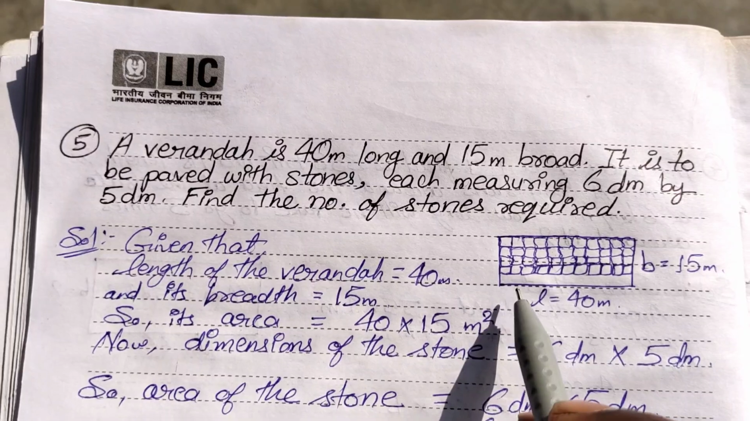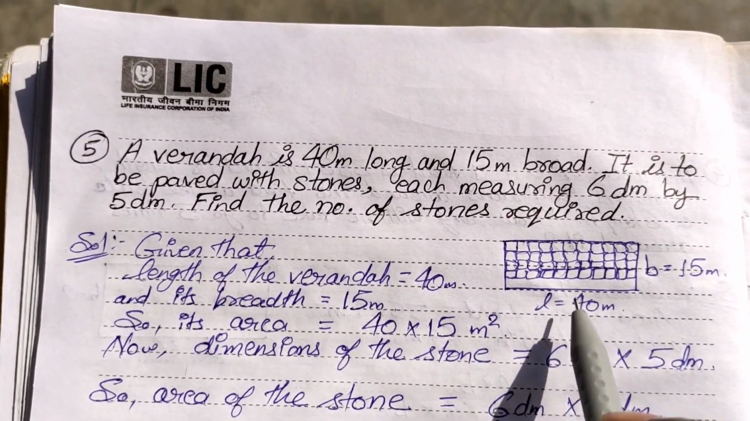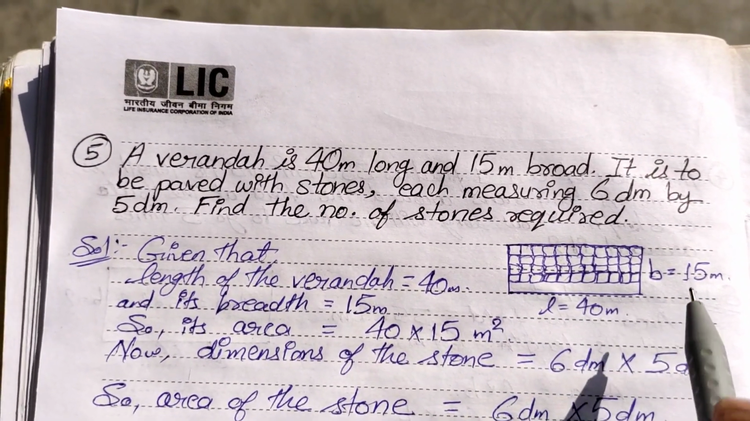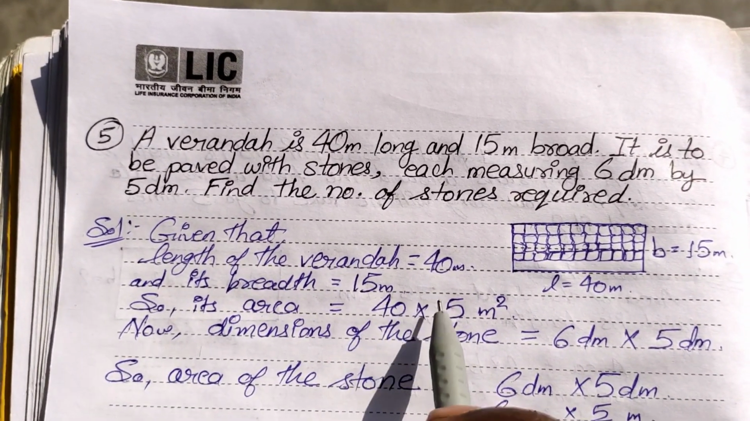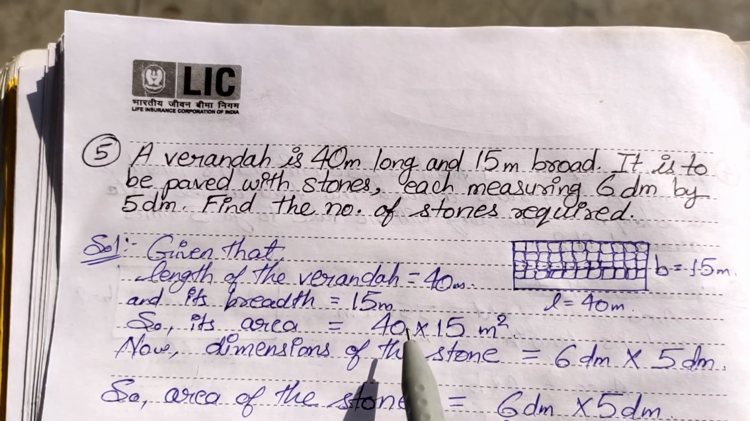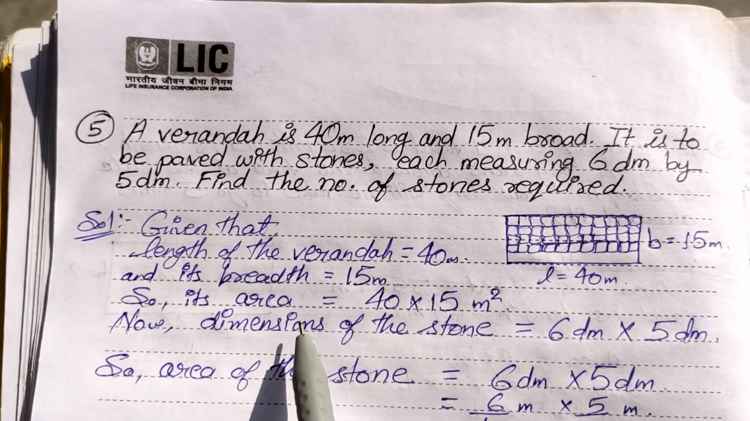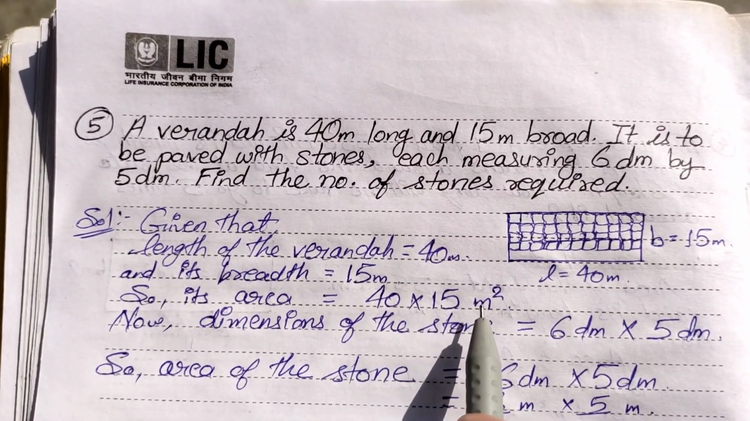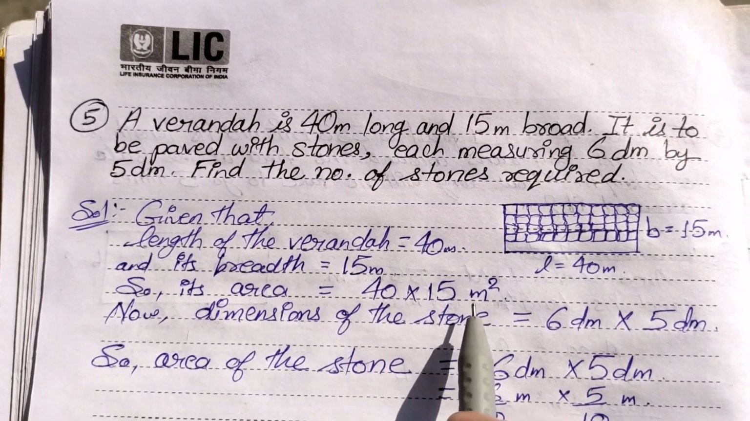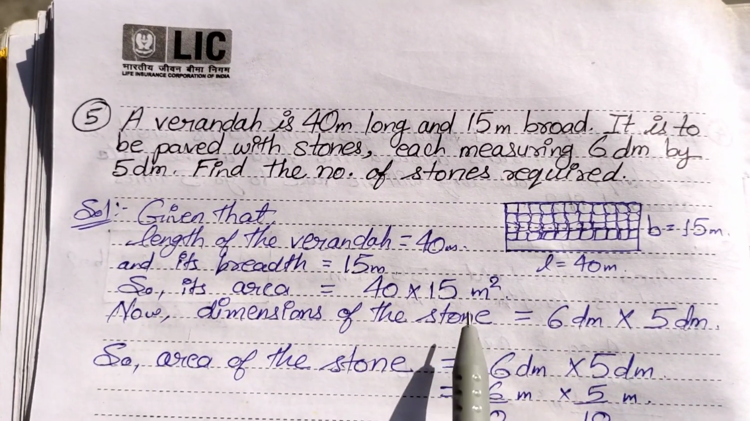Now see here, this is the figure of the veranda. Length is 40 meter and breadth is 15 meter. Given that the length of the veranda is 40 meter and breadth is 15 meter, we have to find the area. So area of the veranda is length into breadth, so 40 multiplied by 15 meter square is the area. Don't calculate it, leave it here.